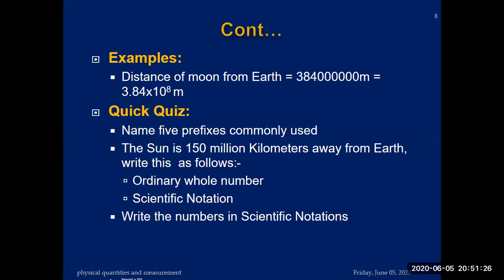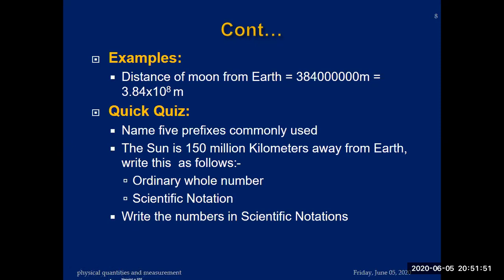So at the end, there are some questions given. The distance of the moon from the earth is this, and you have written it in this form. Look, if you try to remember these digits, it becomes difficult. If you write it in powers of 10, in scientific notation, it becomes easier to remember, to memorize, and to use for calculation.